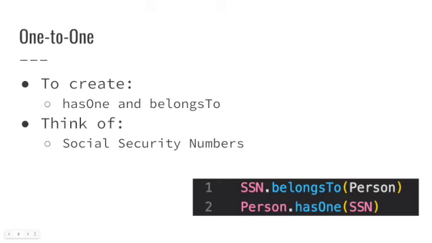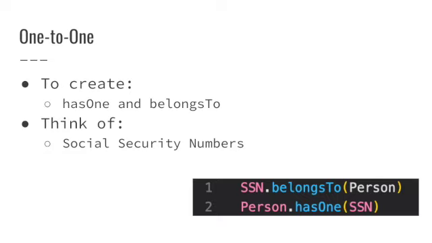The first type is a one-to-one relationship. This is when one item belongs to another item, and there can only be one owner, and that owner can only have one item. In order to create this relationship, you use has one and belongs to. A good example of this is a social security number.